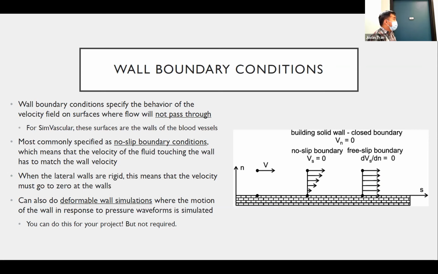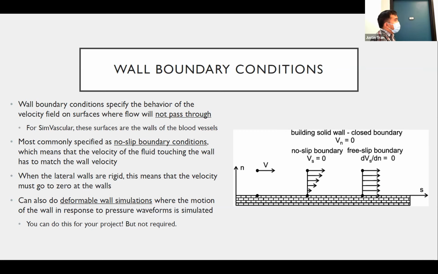The other type of boundary condition that you're going to specify are wall type boundary conditions. Wall type boundary conditions specify the velocity solution on regions of the model where flow is not supposed to pass through. SimVascular names these types of boundaries walls. In addition to the caps, you saw that there were wall type boundary conditions.